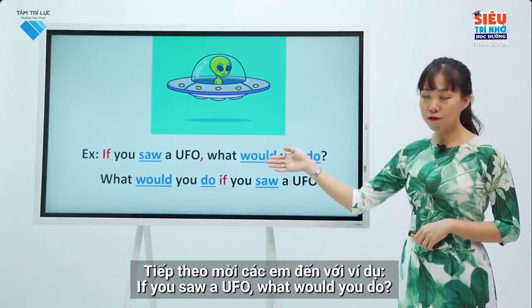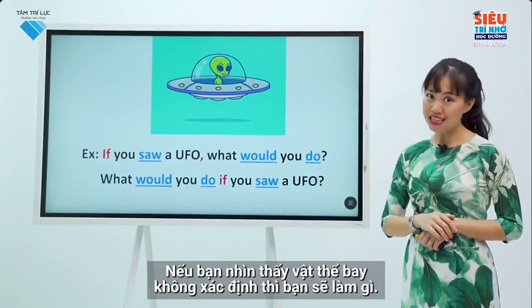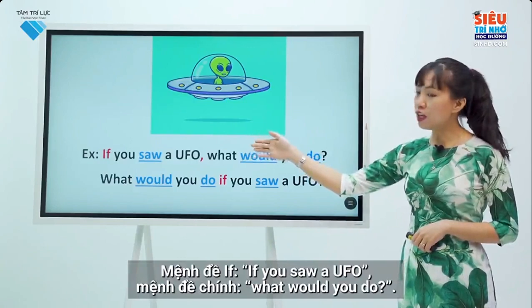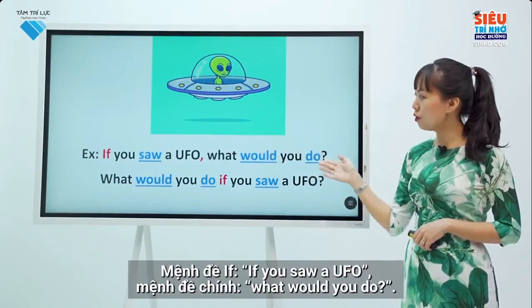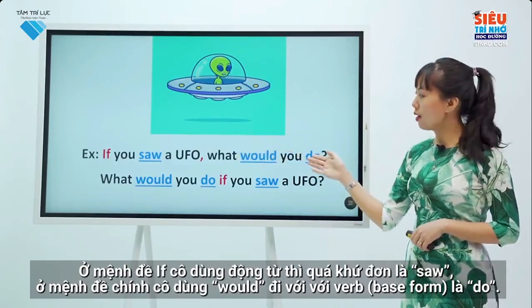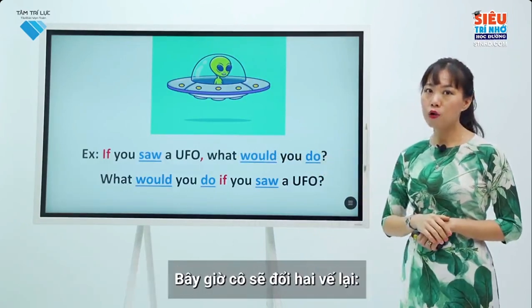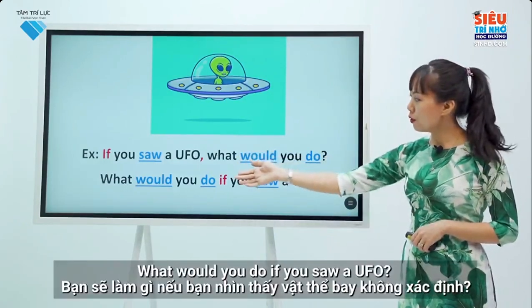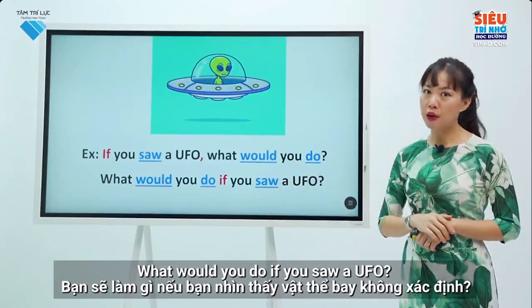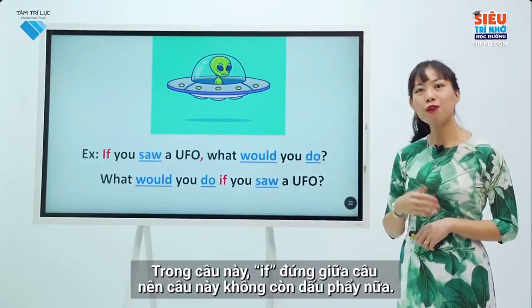Next, we will come to the example. If you saw a UFO, what would you do? If you see an unidentified flying object, what will you do? My sentence also has two sides. If clause: If you saw a UFO. Main clause: what would you do? In the if clause, I use the past simple verb saw. In the main clause, I use would with the verb base form do. Now I will switch two sides. What would you do if you saw a UFO? In this sentence, if is in the middle of the sentence, so there is no comma in the sentence.